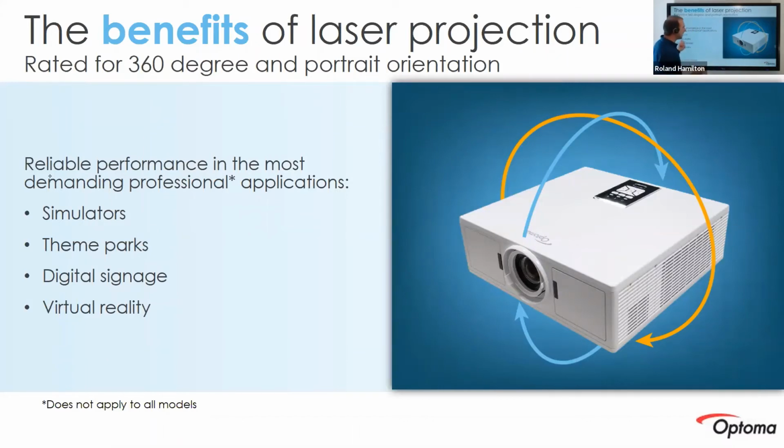So the vast majority of laser projectors, with the exception of a couple of our home theater models, like our UHZ65, because it's a consumer home product, is not rated for portrait or 360 orientation. But the vast majority of our professional laser projection products, you can install them on the ceiling, pointing down on the floor. Lots of our dealers and partners have done some really unique installations using laser projectors, and that's something you really can't do with lamp-based projectors. A perfect example of this would be in theme parks. Again, digital signage, simulation.